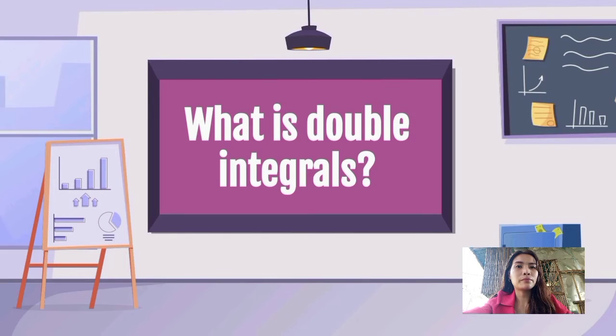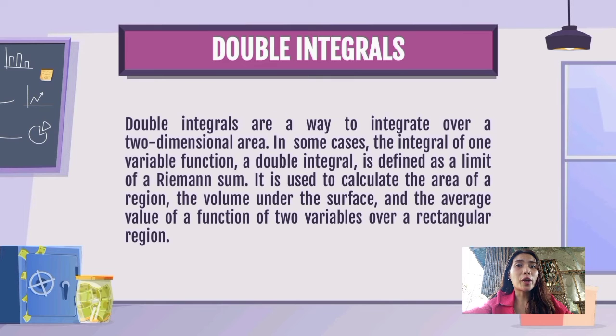So let's proceed with the definition of double integrals. Double integrals are a way to integrate over a two-dimensional area, in some cases extending the integral of a one variable function. A double integral is defined as a limit of a Riemann sum. It is used to calculate the area of a region, the volume under a surface, and the average value of a function of two variables over a rectangular region.